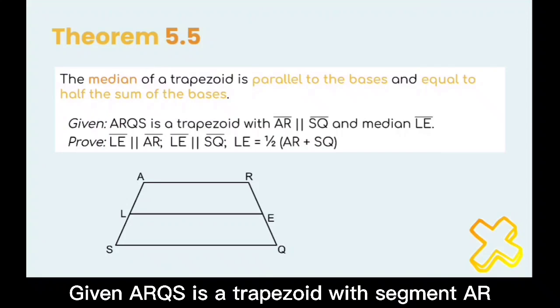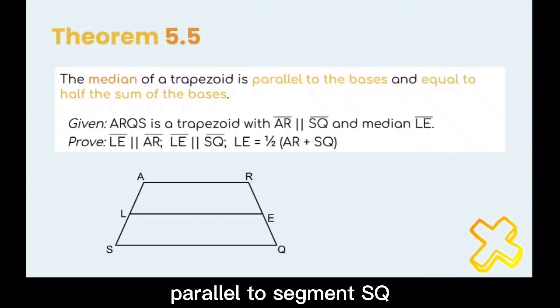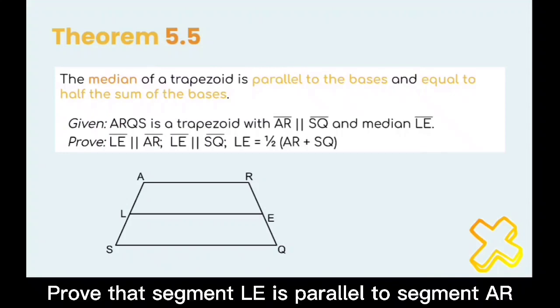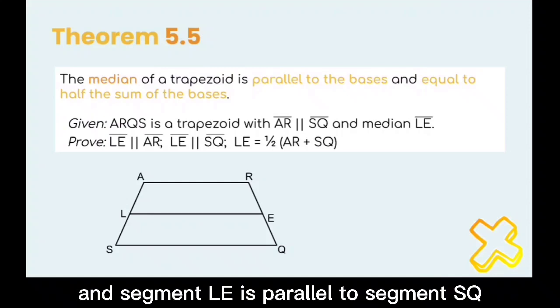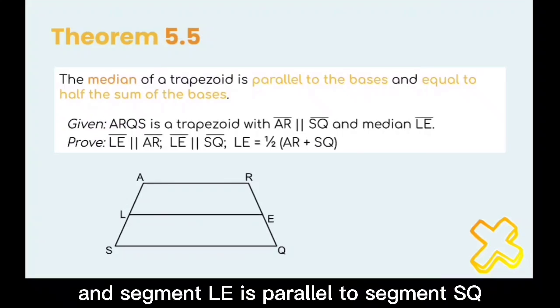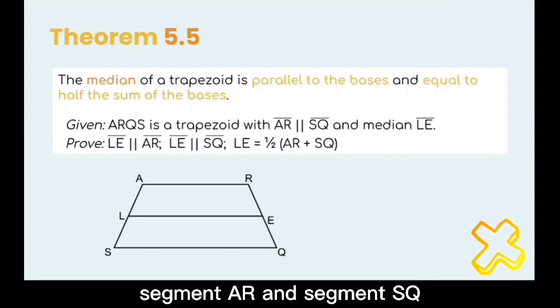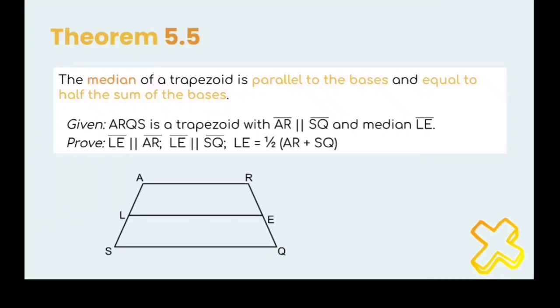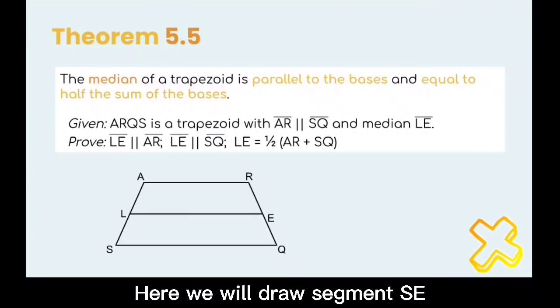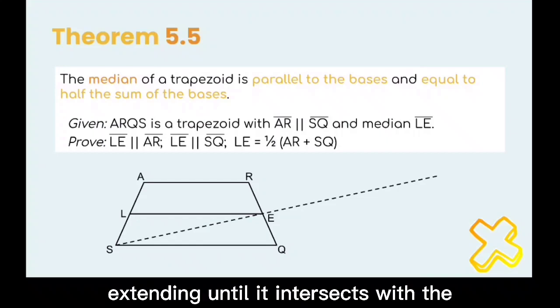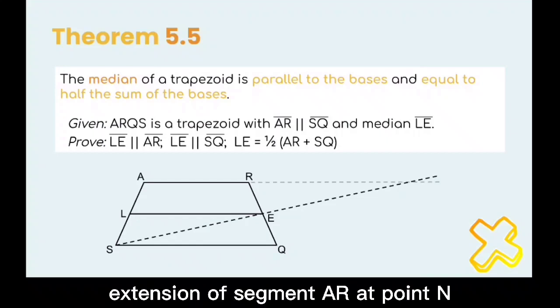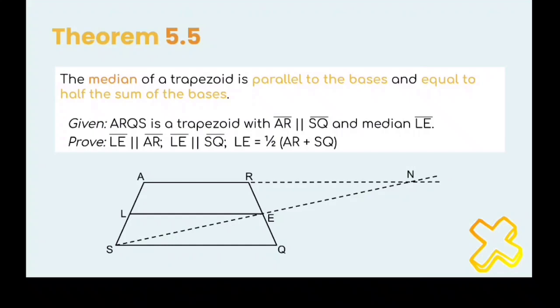Given ARQS is a trapezoid with segment AR parallel to segment SQ and median LE, prove that segment LE is parallel to segment AR and segment LE is parallel to segment SQ. Median LE is equal to 1/2 of the sum of segment AR and segment SQ. Here we will draw segment SE extending until it intersects with the extension of segment AR at point N.